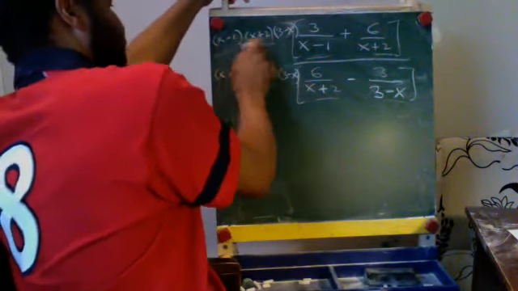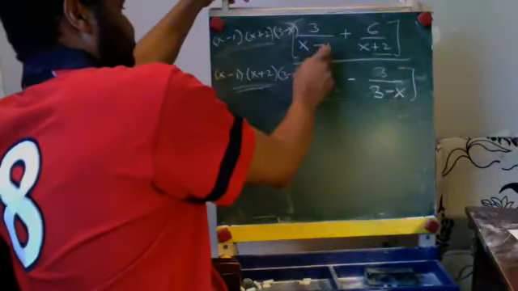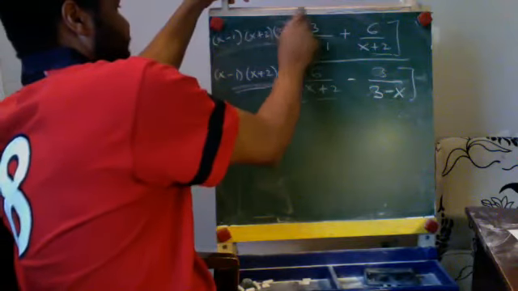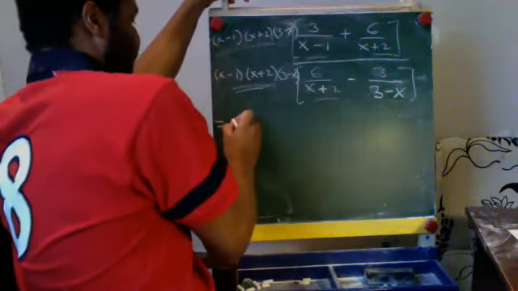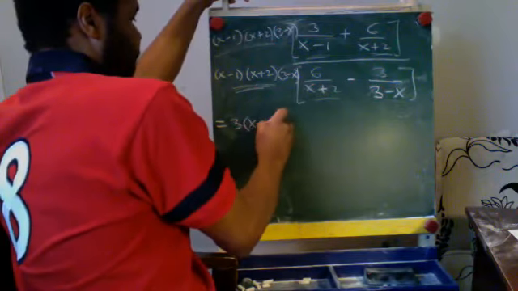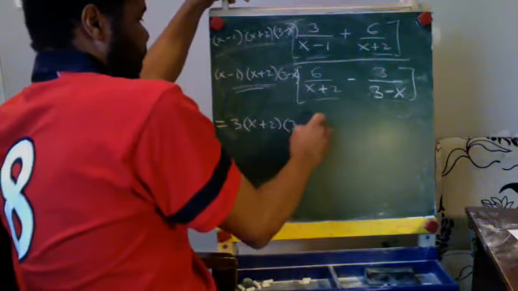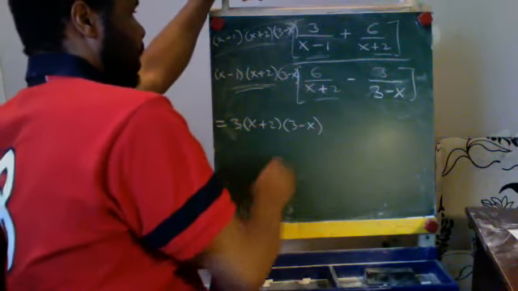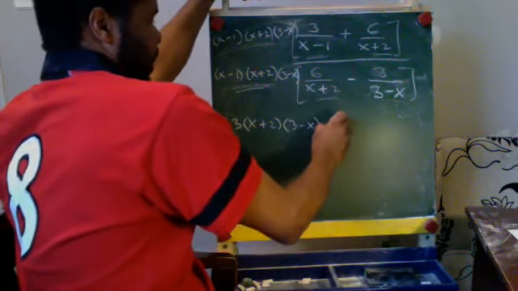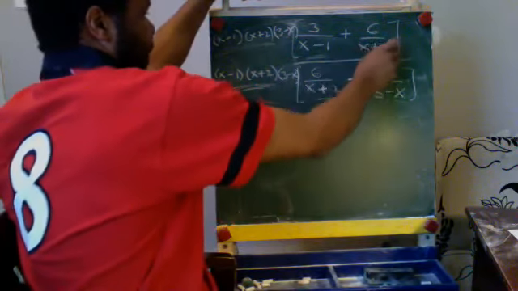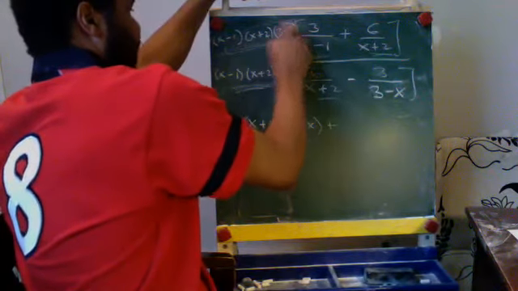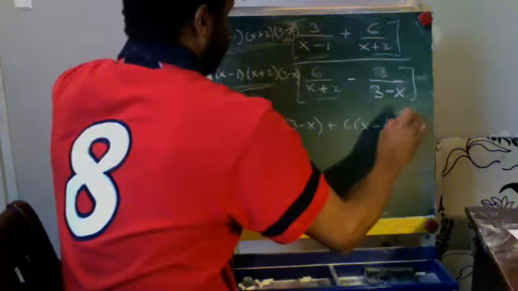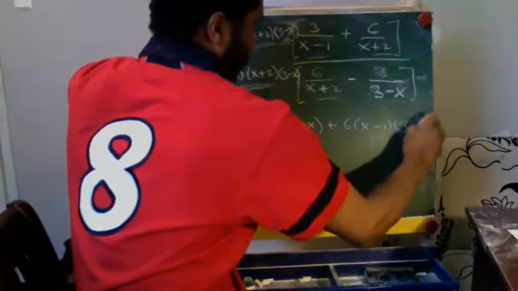Now, if you notice, when I multiply this by this, this factor here gets killed, and what I have left is this. So what I have now is 3 times x plus 2 times 3 minus x. And now on the other part, this factor is going to go here, and so I'm going to have these 2 factors left over. So I'm going to have 6 times x minus 1 times 3 minus x.